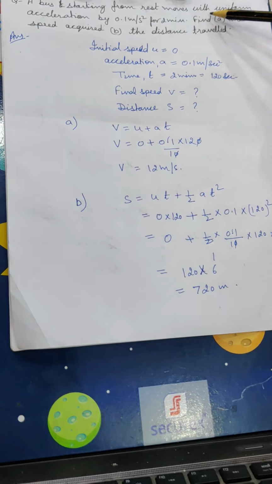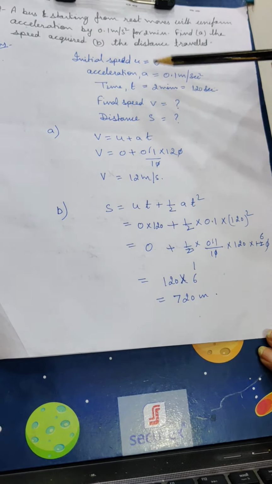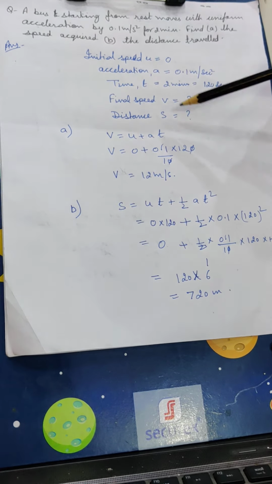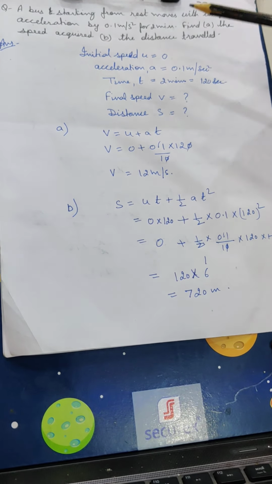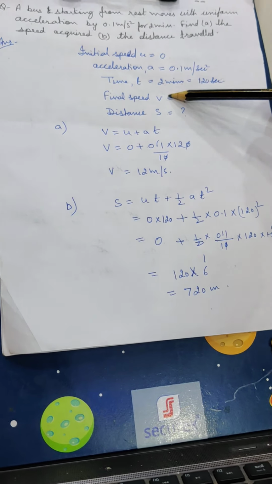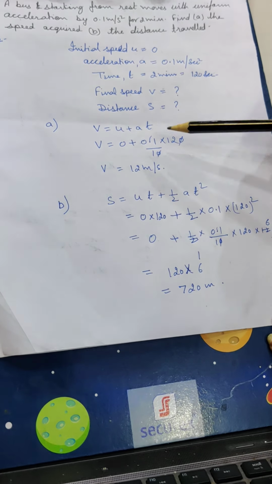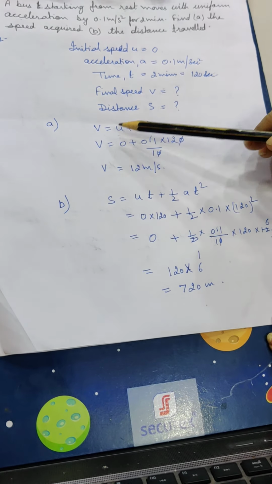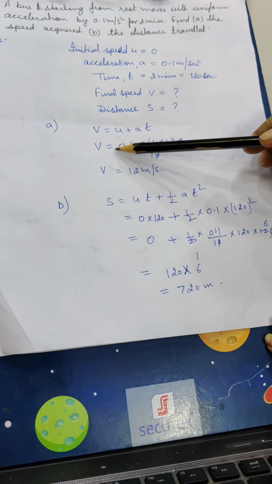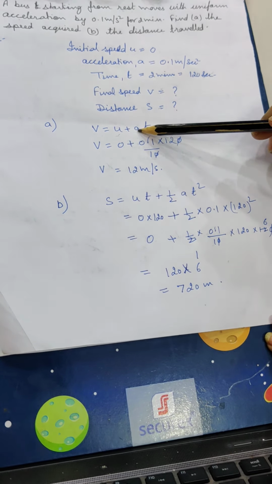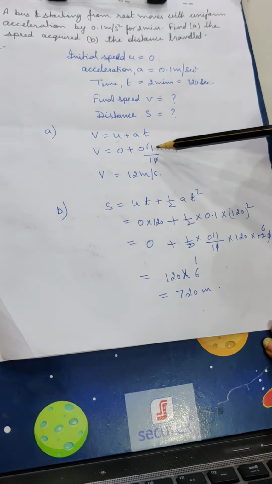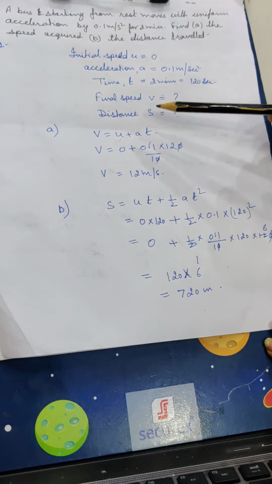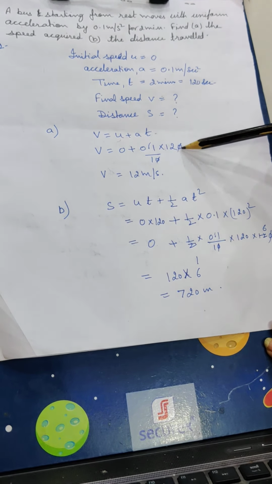Now what do we have to calculate? Find the speed, that is, the final speed v, and second, the distance traveled, that is s. For calculating the speed, we know the first equation of motion will be used, that is v = u + at. Now u is 0, so v = 0 + 0.1 × 120.